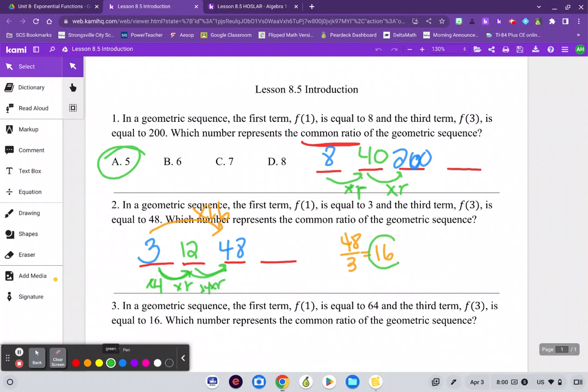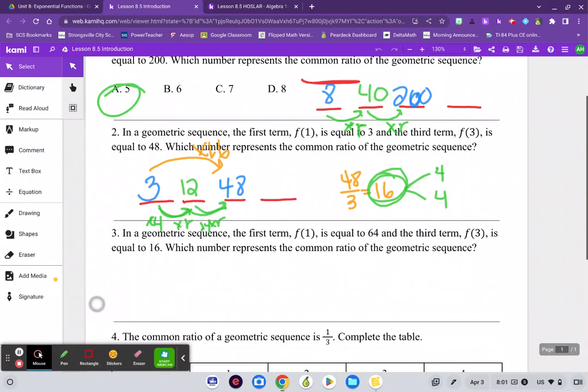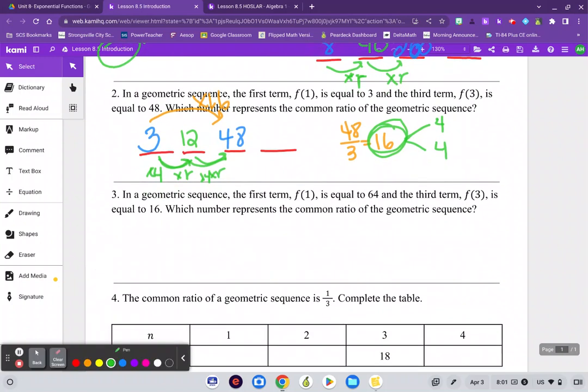It turns out that the ratio between the two terms is helpful to know, because I have to skip a term to go from 3 to 48, and I can think of 16 as 4 times 4. That helps me get from the first term to the second term, and the second term to the third term. Let's see if that works here in problem 3.